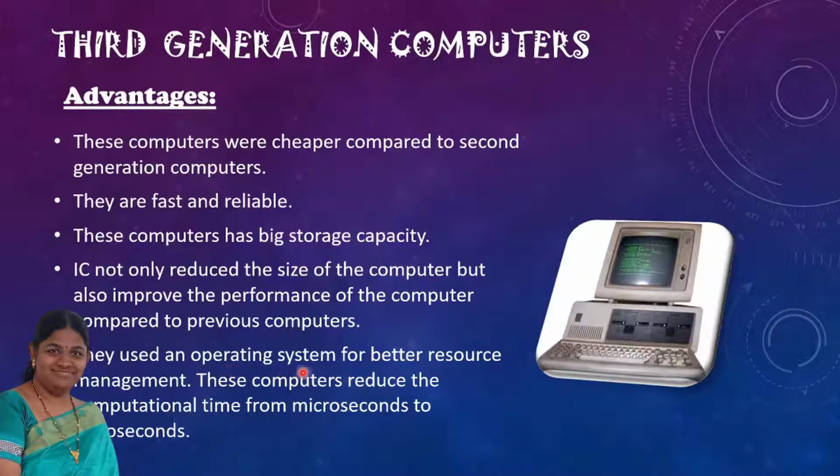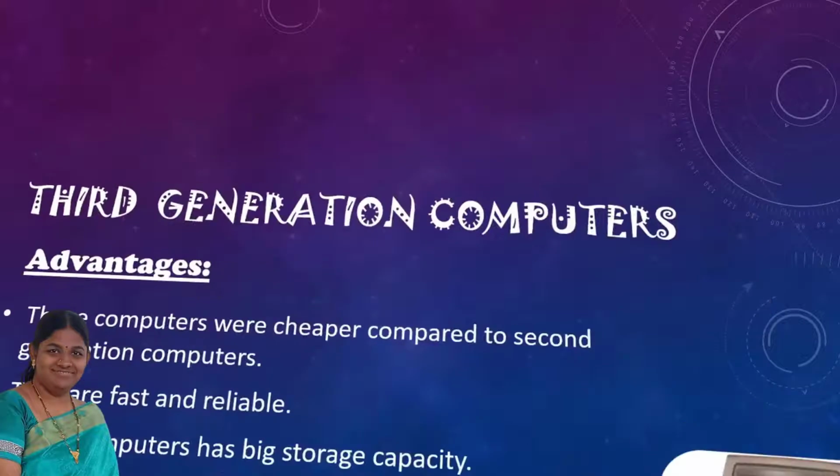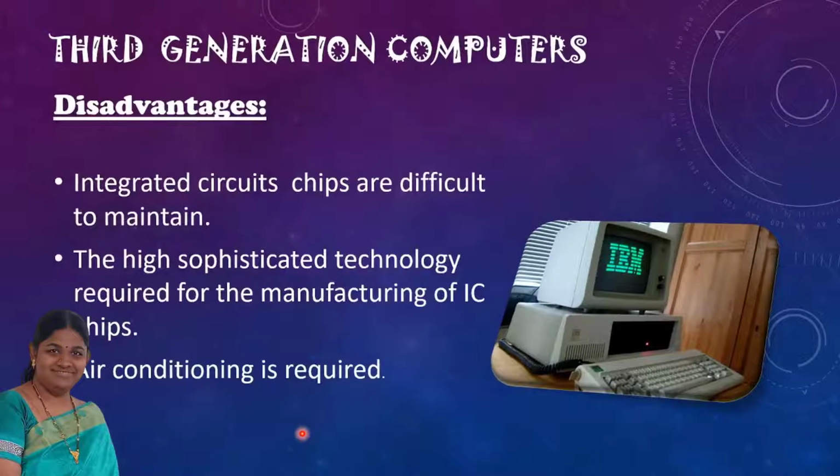From this generation of computers, an operating system was used. They use an operating system for better resource management, and these computers reduce the computational time from microseconds to nanoseconds, which is a very good thing. And the disadvantage of third generation computers is that these integrated chips are very difficult to maintain, and highly sophisticated technologies are required in manufacturing the integrated circuits.